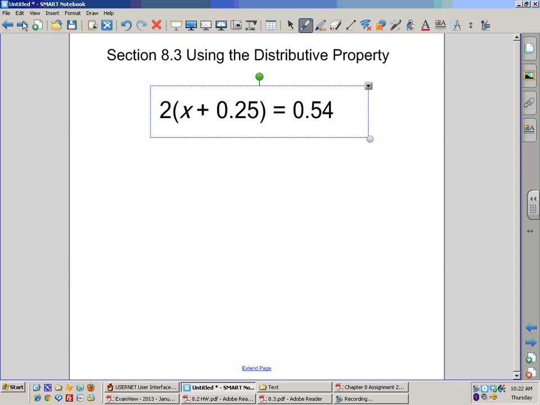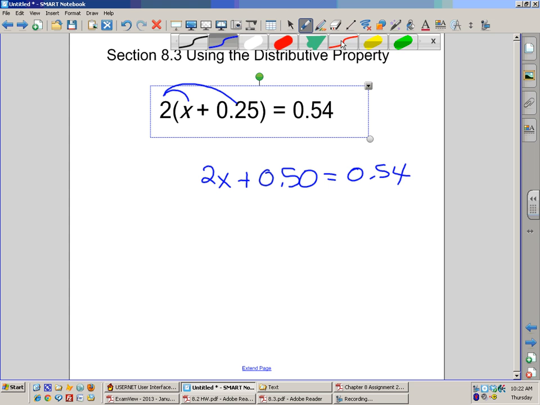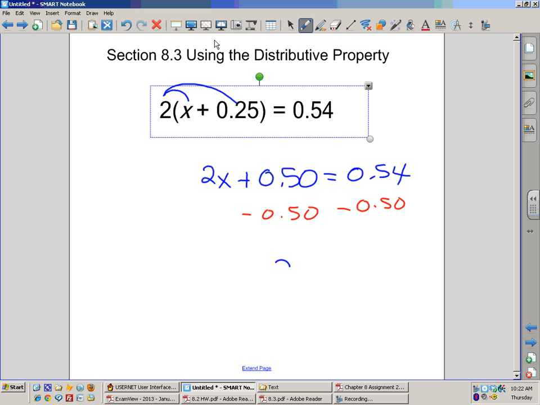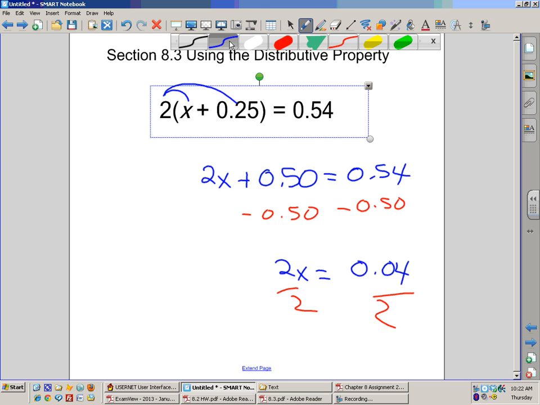Another one, same idea, 2 by x, 2 by decimal 25 gives us 2x, positive decimal 50 equals decimal 54. We would subtract decimal 50 from both sides, and that would leave us 2x equals decimal 0.4. Divide both sides by 2, and we have x equals decimal 0.2. So that's very similar to the one we just saw.